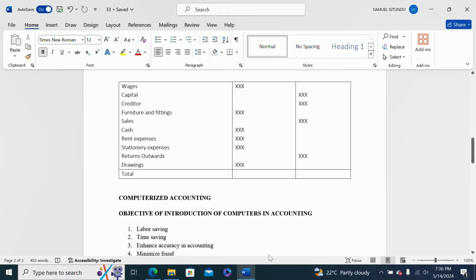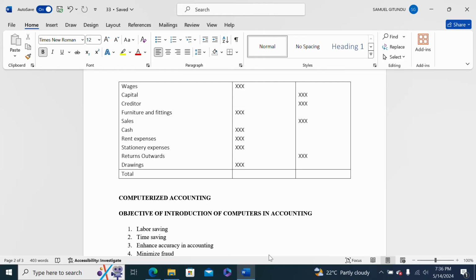And computerized accounting simply involves the use of computers in accounting. When you go into an accounting firm or any business, and you find an accountant there, there are various software that they use. A simple example is Excel. Excel is used to do financial statements. We have QuickBooks. All those combined together are called computerized accounting.